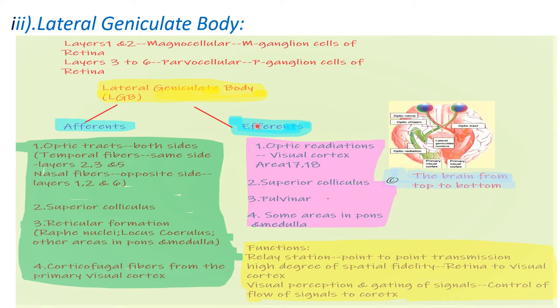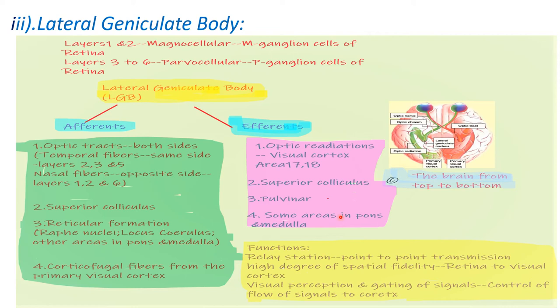Now the efferents from lateral geniculate body go through the optic radiations to the visual cortex, especially area 17 and 18. They also go to the superior colliculus, the pulvinar, that is the nucleus present in the posterior lateral part, then some areas in the pons and medulla.